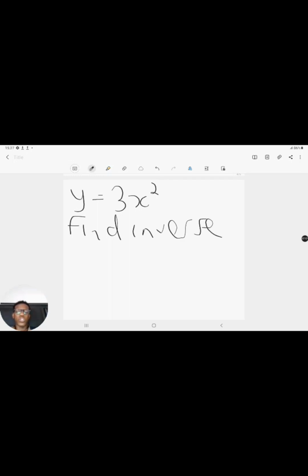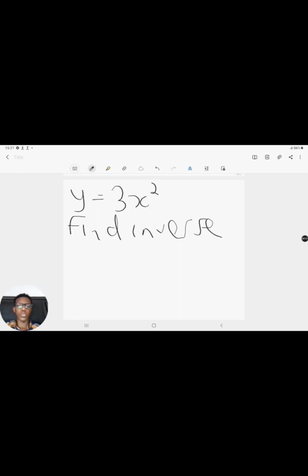Let's say the function that I gave you, let me just call it y, is y is equal to 3x squared. This is the equation that you're given, and we ask you to find the inverse of this. Well, to find the inverse, you just interchange the x and the y.